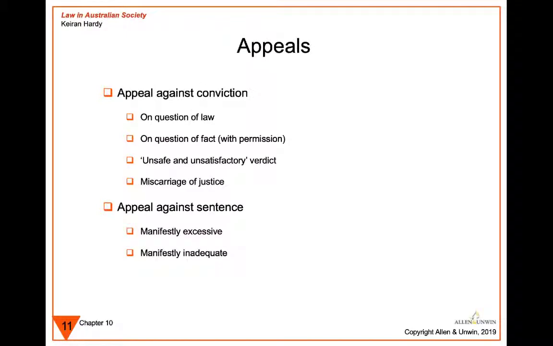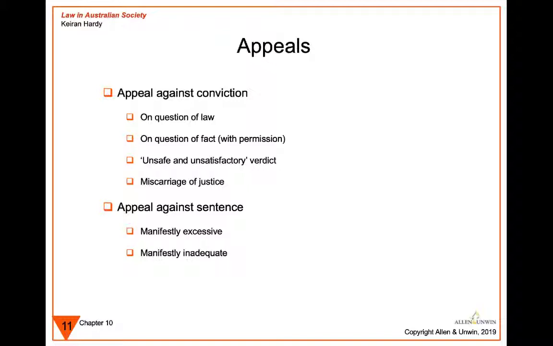Finally, the chapter considers appeals, and this relies heavily on the court hierarchy. A person convicted of a crime can appeal against either their conviction or their sentence. They can appeal against their conviction on a question of law, or less commonly on a question of fact with the leave or permission of the court. This can lead to a conviction being overturned, either if the judgment was considered unsafe and unsatisfactory or there was some other miscarriage of justice.